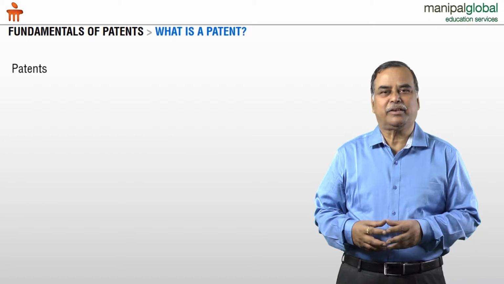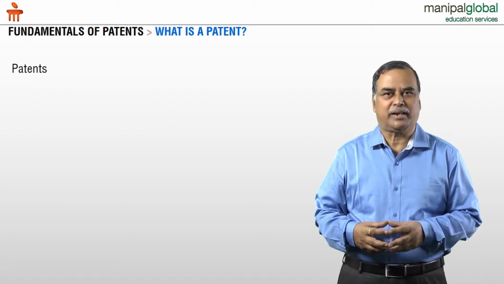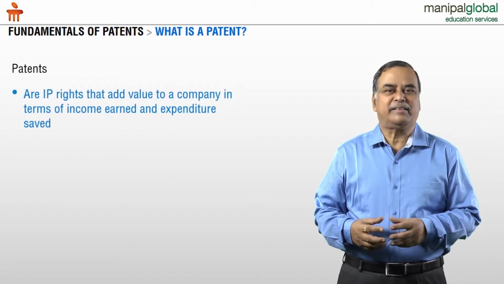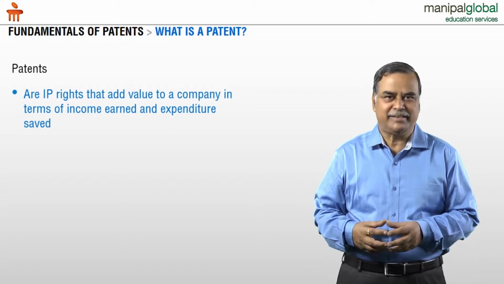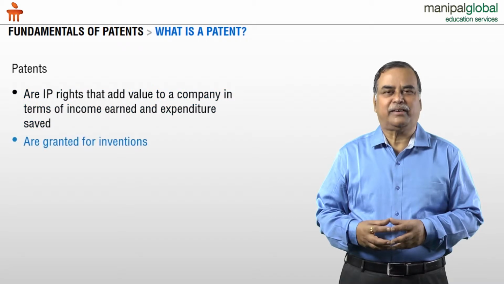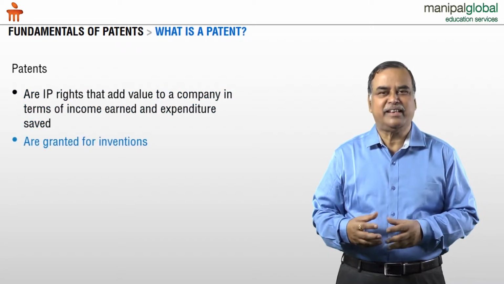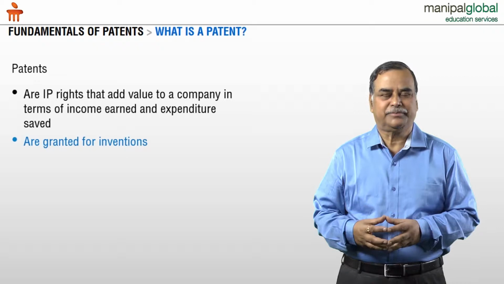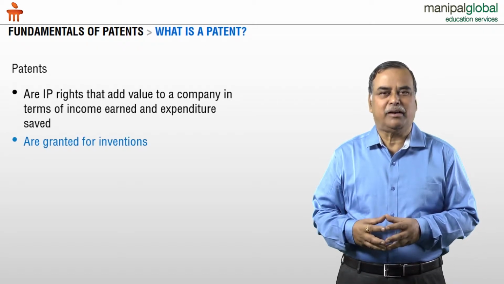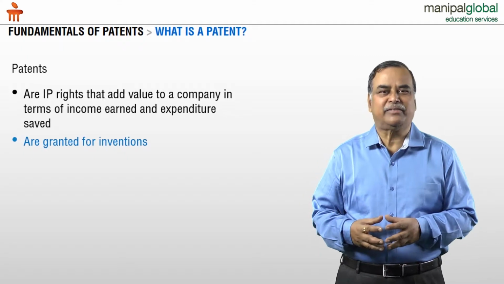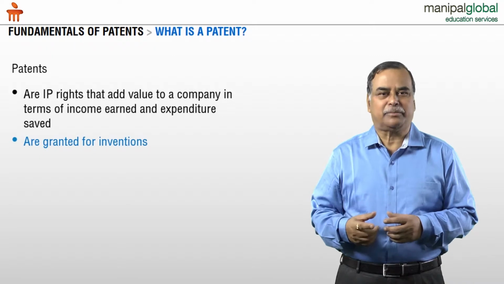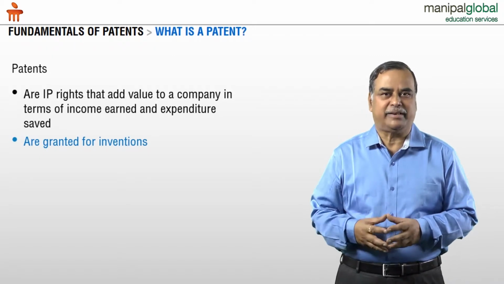Patents are considered to be one of the most important IP rights for a company. Patents generate significant value to a company in terms of income earned and expenditure saved. Patents are granted for inventions. An invention is a technical solution to a problem. Invention should be capable of being exploited in an industry. Patents are granted for new and non-obvious inventions. A product or process is protected by a patent.